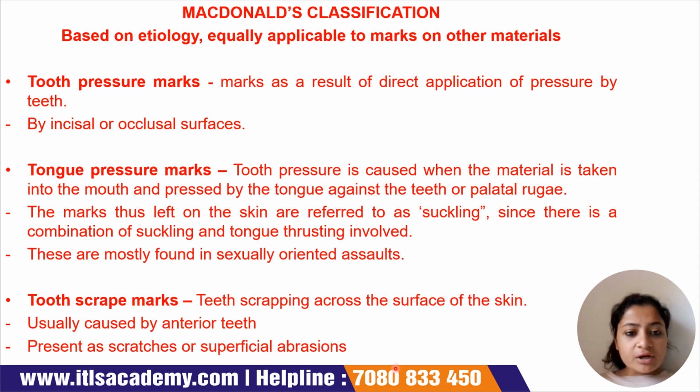Okay, so according to MacDonald's classification, we have three kinds of bite marks. One is tooth pressure mark, one is tongue pressure mark, and the other one is tooth scrape mark. I will just highlight it for you so that it becomes easier. So one is tooth pressure mark, then we have tongue pressure mark, and then we have tooth scrape mark, which is also known as teeth scraping.